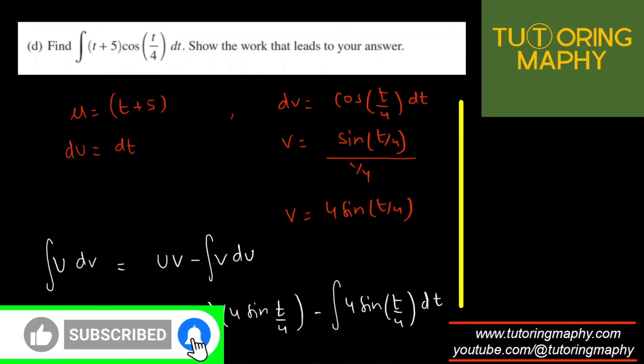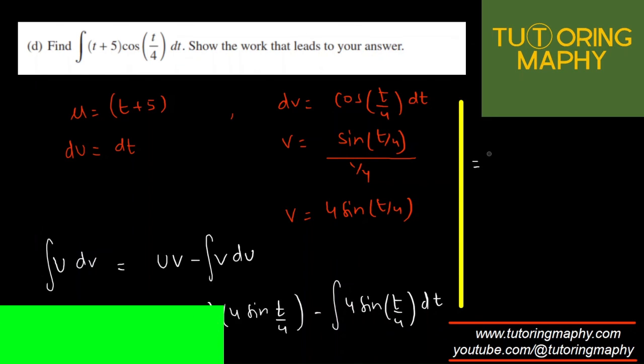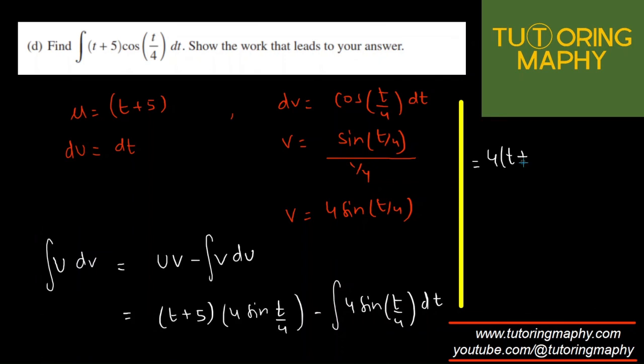So I think I almost have my answer. So if we simplify this a little bit, the first term will just be 4 times t plus 5 sine of t over 4, minus 4 comes out. And what is the integration of sine? Sine is minus cos, and remember that this 4 is going to contribute as well. So minus 4 cos t over 4, and obviously plus c.